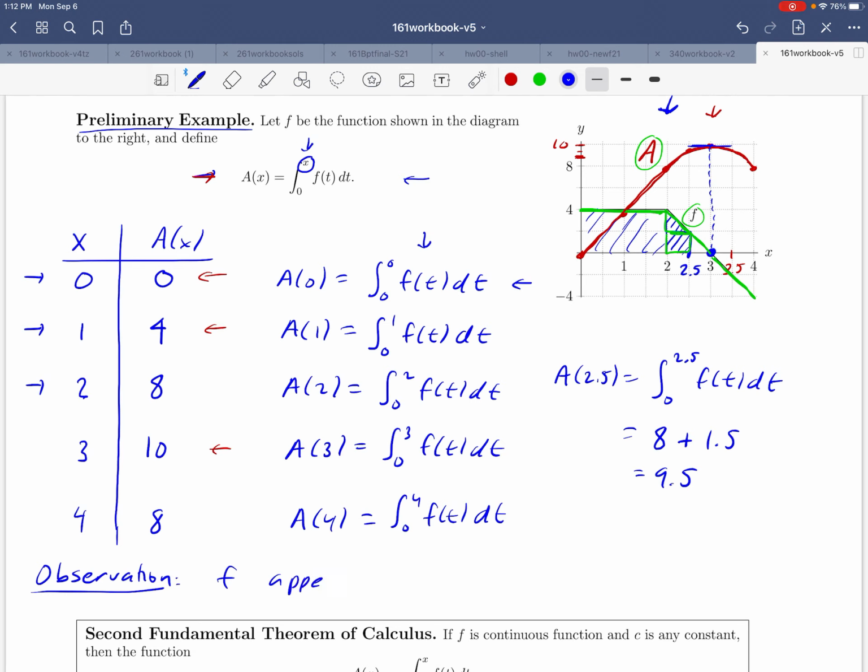So f appears to behave like the derivative of A. Or said another way, we could say that the derivative of A of x appears to be f of x. And that's an observation that turns out to be correct, and we're going to pursue that further in future examples.